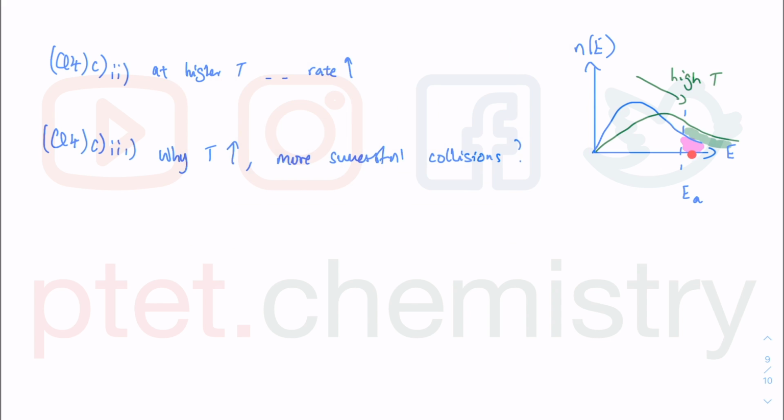In addition to the pink area, you also have the green area at higher temperature. That means you have greater proportion of molecules having enough energy to react. And that is how you should explain your essay.